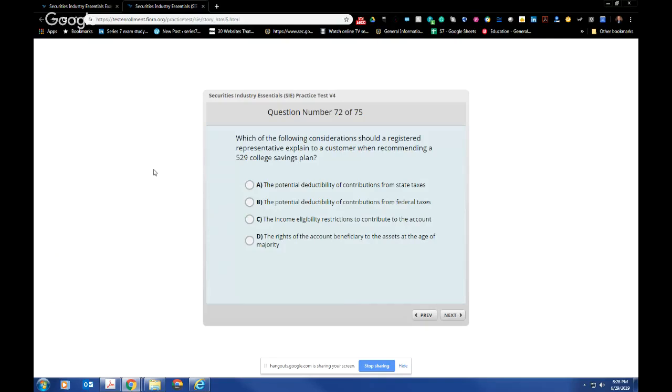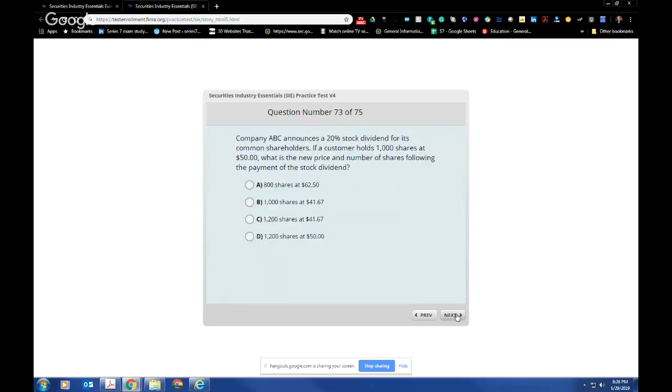Which of the following considerations should a registered rep explain to a customer when recommending a 529? Again, I screw this up all the time. Since it's a municipal, the bottom line is whether state taxes get undone. It's always exempt from federal. Well, the distribution part is. Income eligibility, there's no income limit, and there's no age limit. So C and D are out. I'm always torn between A and B. Let's go with A for the heck of it. Maybe I get one wrong.